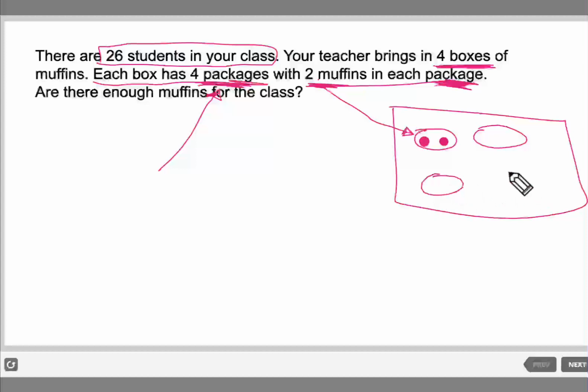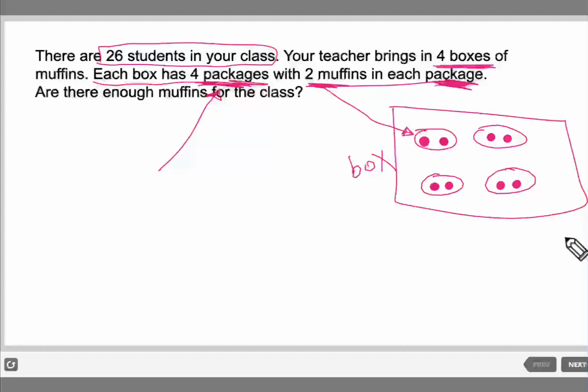Two. These are 4 packages, and I put 2 in each package like this. Okay? So again, we have 2 muffins in each package, and we have 4 packages for each box. Okay, how many boxes do we have?